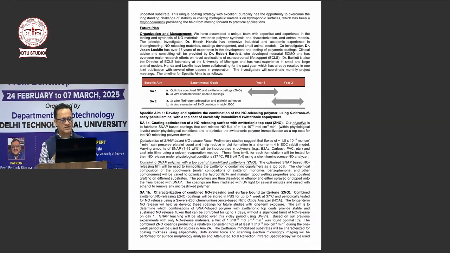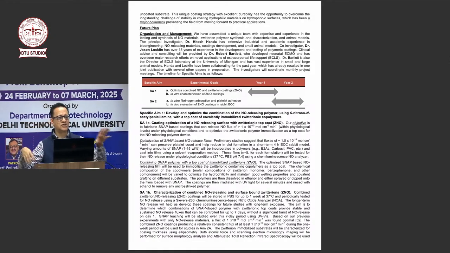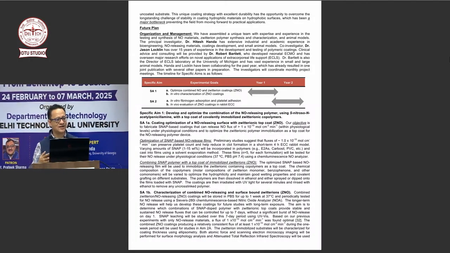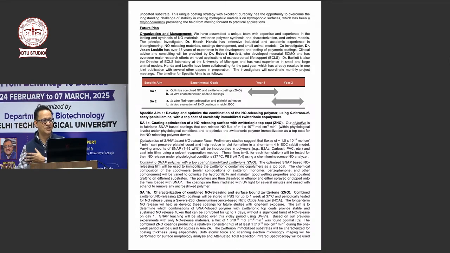Future plan: first, I'm showing the people who are co-Is and PIs of the proposal, how different people have different types of expertise: Dr. Bartlett, Dr. Laughlin, and me. I'm an engineer, a nitric oxide person. Dr. Laughlin is a zwitterion person and a chemist. Dr. Bartlett is a clinician and a surgeon. We have the right expertise to get this work done.